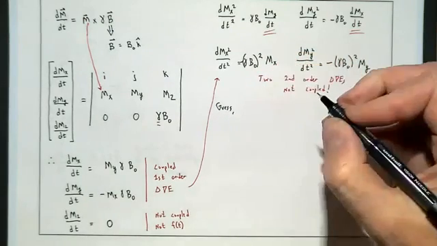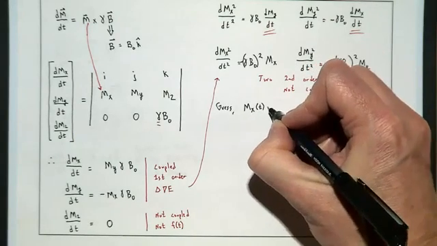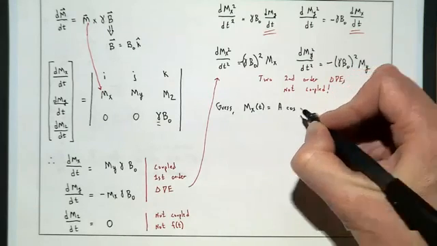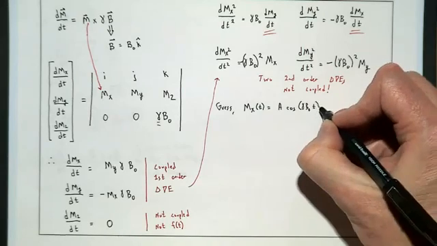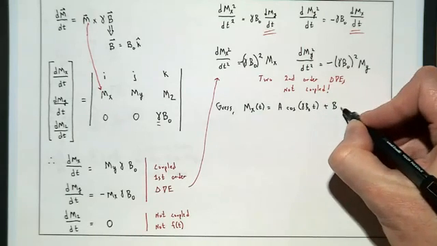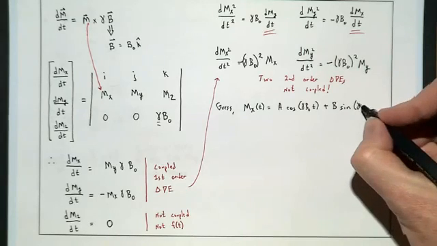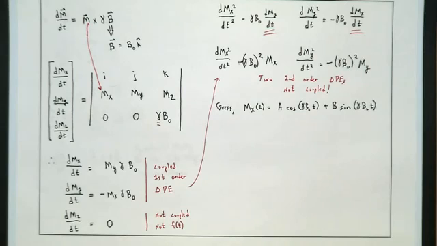But I'm going to guess that the x component of my bulk magnetization is behaving something like A cosine(gamma B0 t) plus B sine(gamma B0 t). Now that's a fair guess, but the problem is I don't know what A and B are, so I've got to figure out what A and B are going to be.